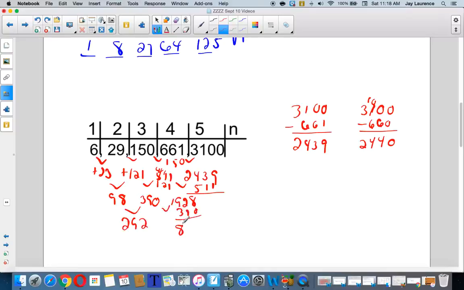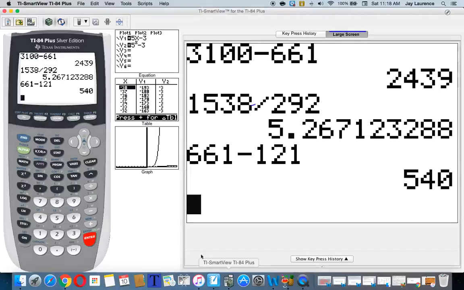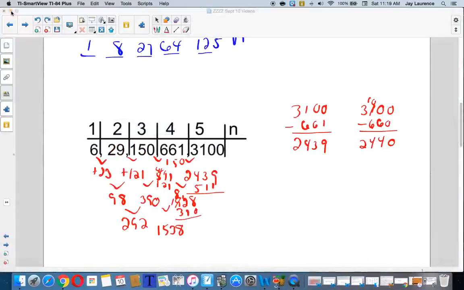And so I'm going to get 8. Do a little borrow in. We're going to get a 3. And then a 5, 15, 38. Now, I don't know if there's a multiple there, and it's not going to repeat, so I'm not really sure what's going on. But let me go to my calculator. 1538 by 292 does not go in evenly.